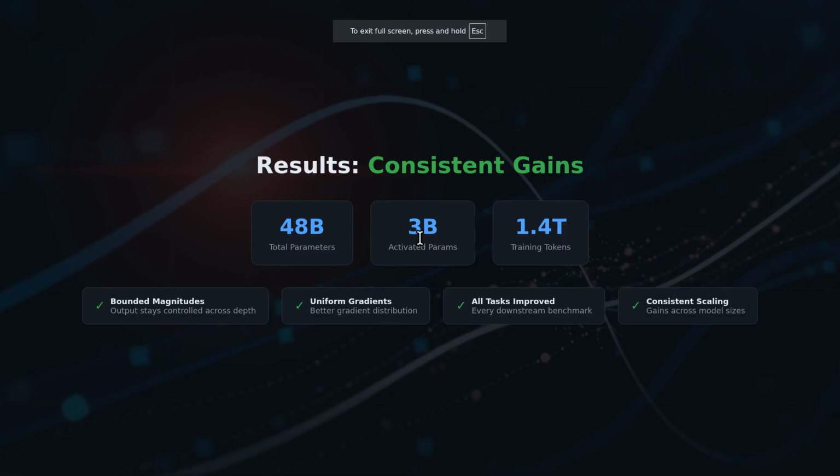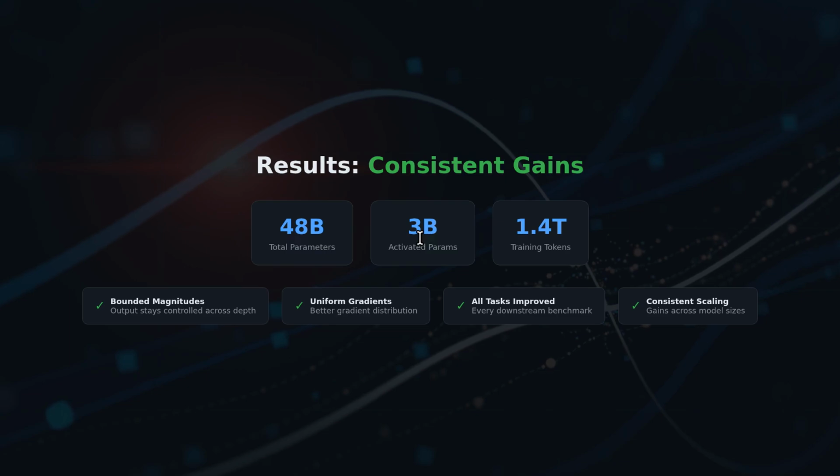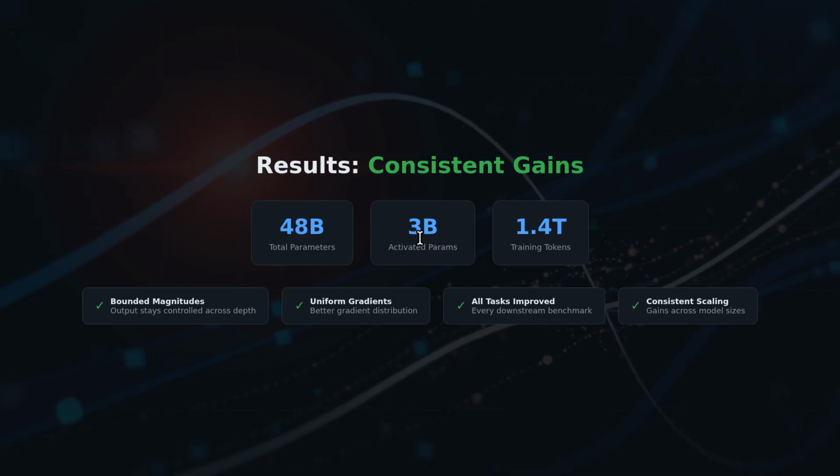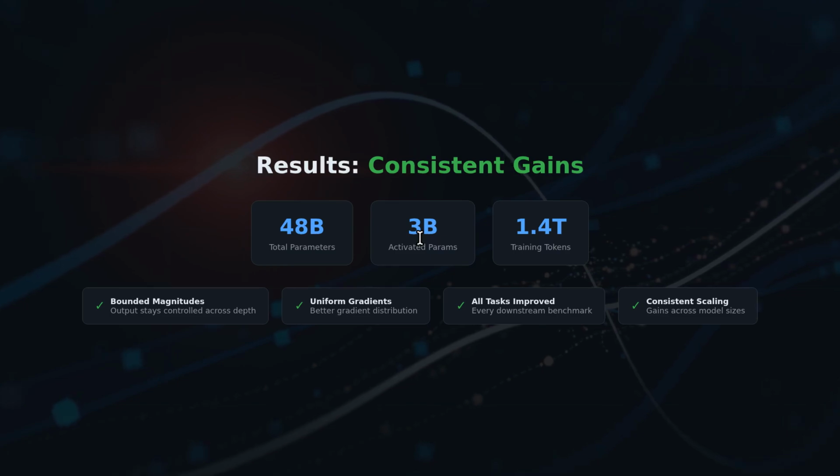Let's talk results. They applied AttnRes to the Kimi Linear architecture, a massive 48 billion parameter model with 3 billion activated parameters, trained on 1.4 trillion tokens. Scaling law experiments show the improvement is consistent across model sizes. Output magnitudes stay bounded across depth. Gradient norms distribute more uniformly across layers. And on downstream benchmarks, improvements across every single evaluated task. This isn't a marginal gain on one benchmark. This is a systematic improvement to how information flows through the entire network.